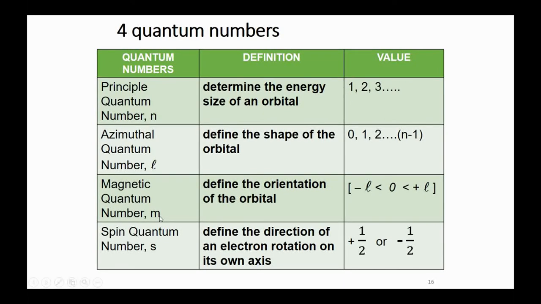Next, magnetic quantum number m. This is the orientation of the orbital. It must start from negative L until positive L. So the value of n depends on the value of L, and the value of L depends on the value of n. The last one is spin quantum number. The spin quantum number has only two values, positive half and negative half. This indicates that electrons rotate in opposite directions.